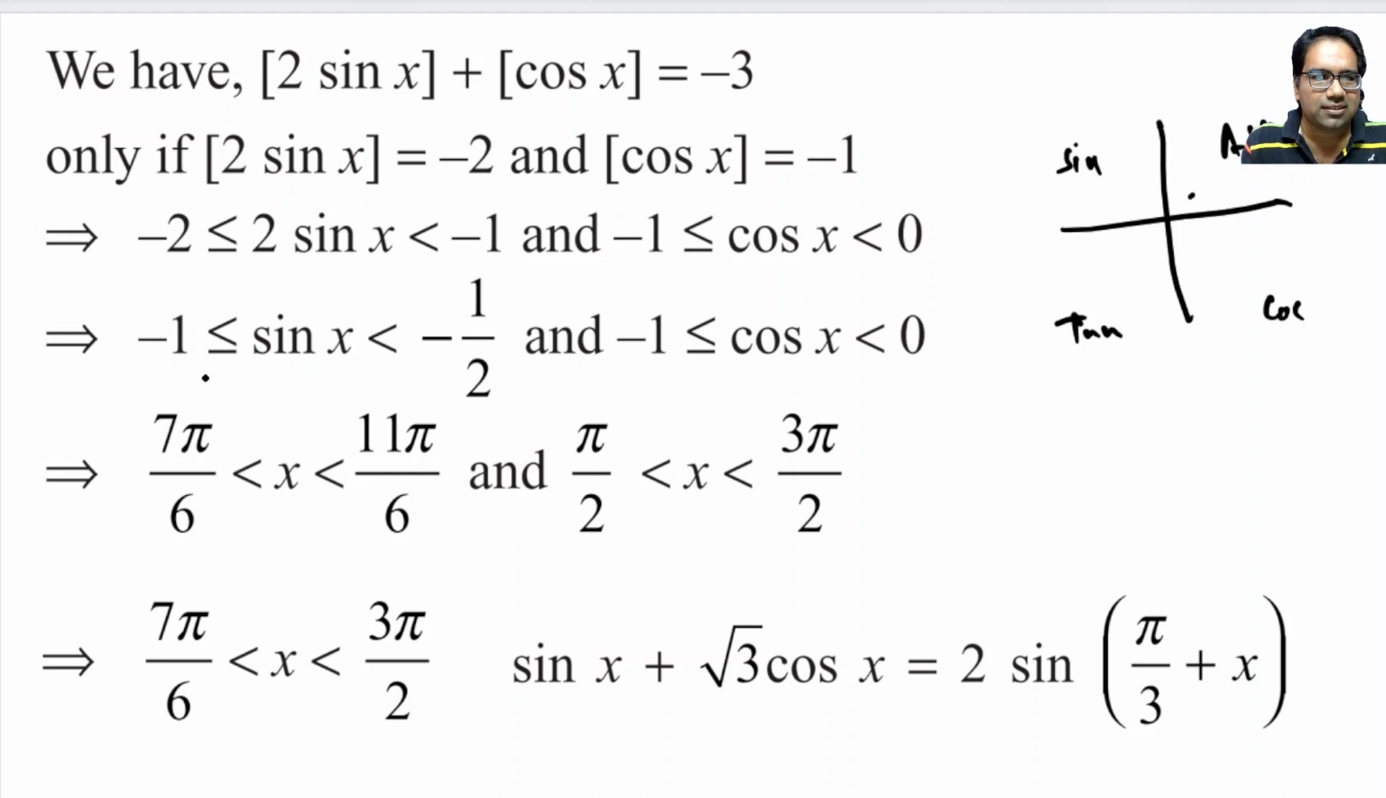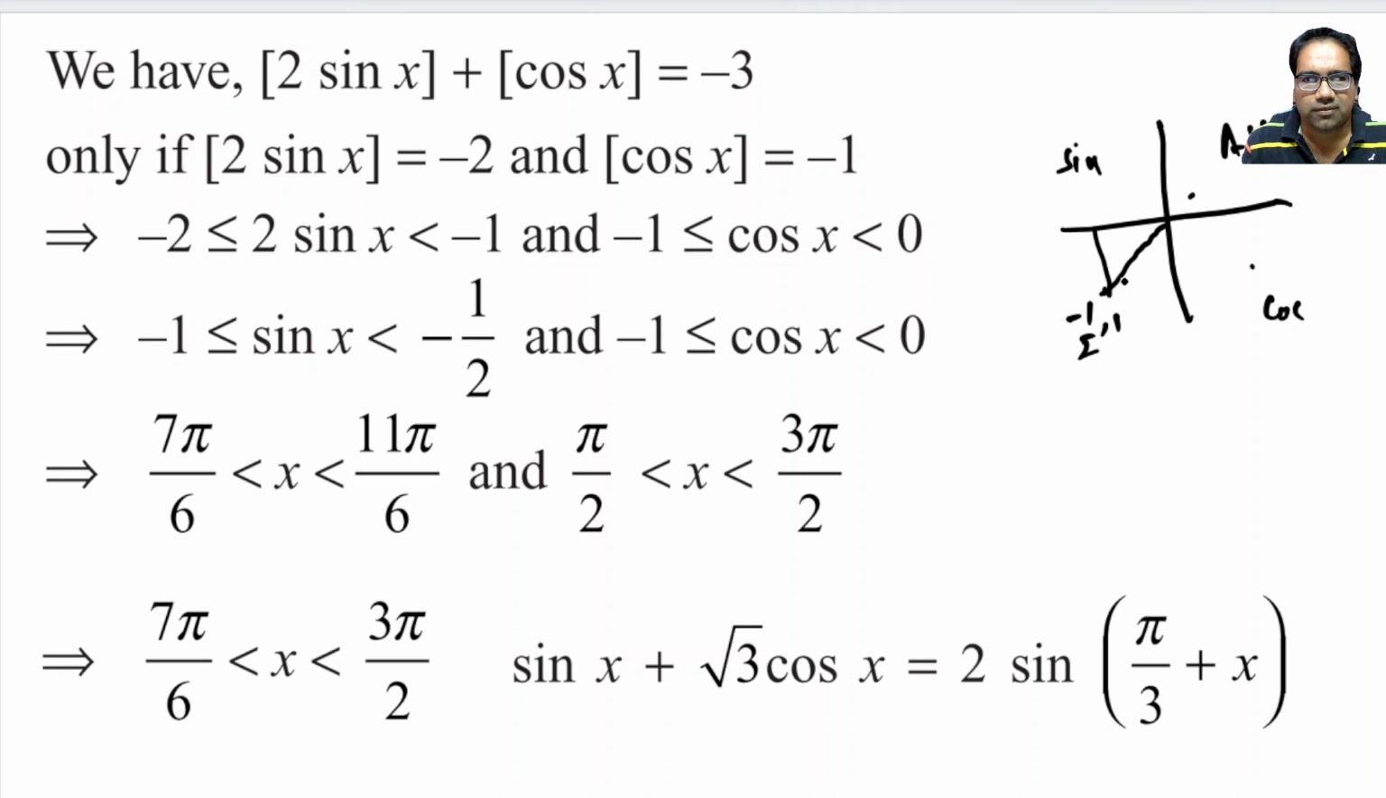Here, sin x is lying lesser than minus half. Obviously that means sin is negative only in Q3 and Q4. So what does that mean? If we take some point, so for some point this is minus half.